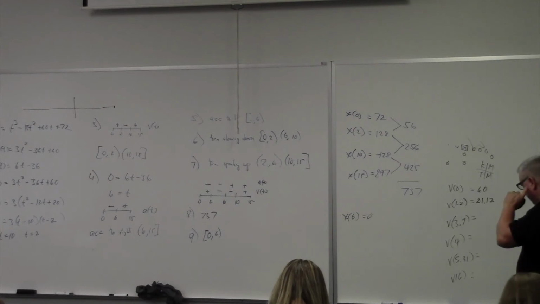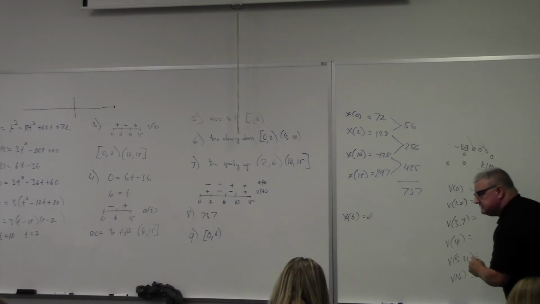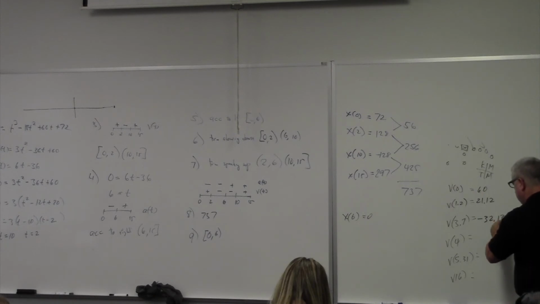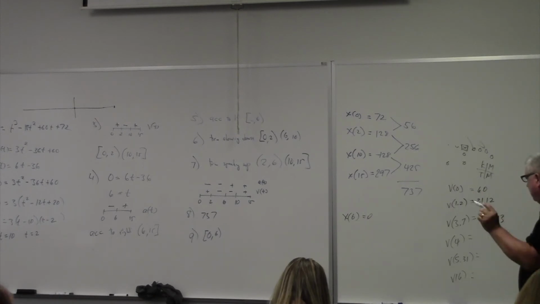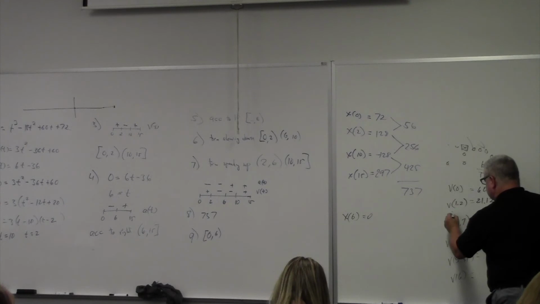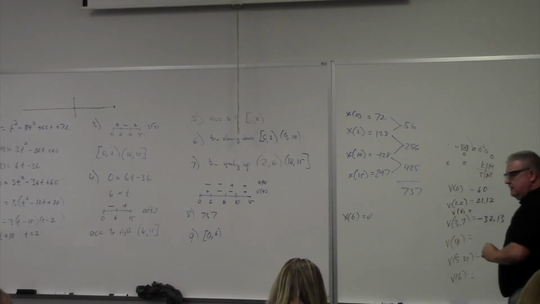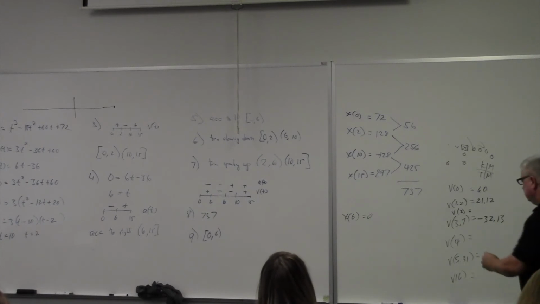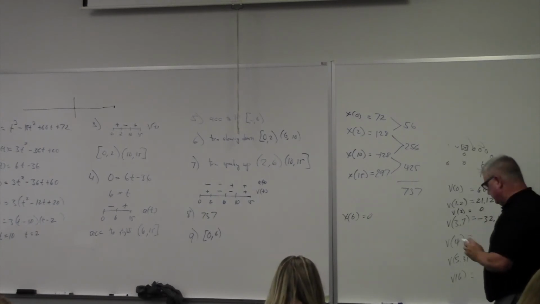V of 3.7. How much? Negative 32.13. You know what? I should have inserted V of 2. We know what that is, right? What is V of 2? 0. I should have included that one.